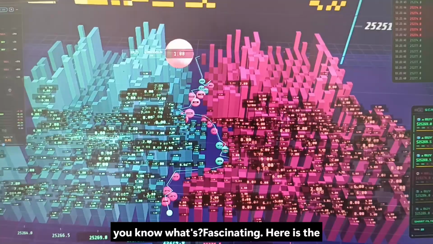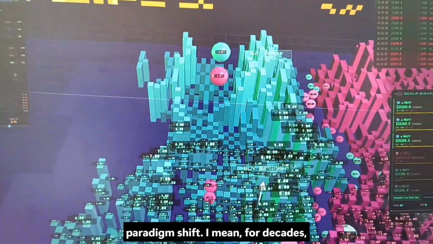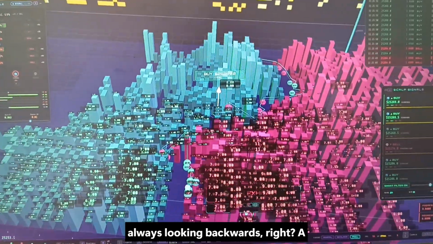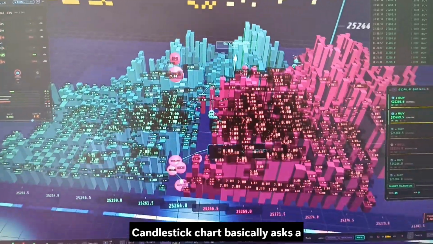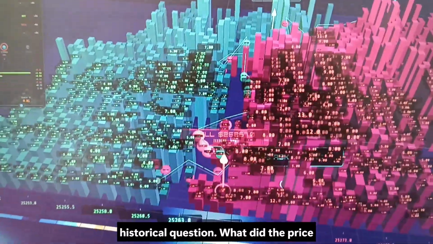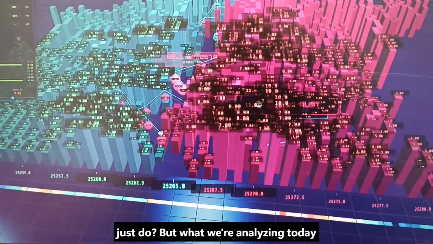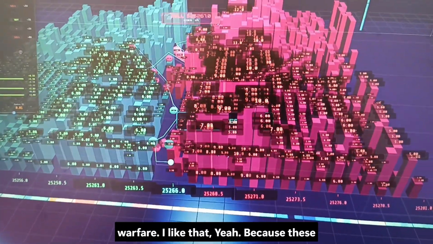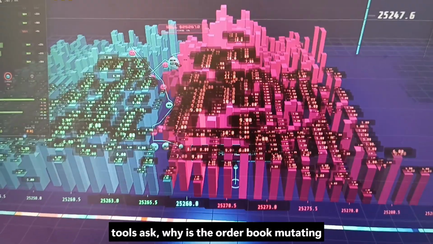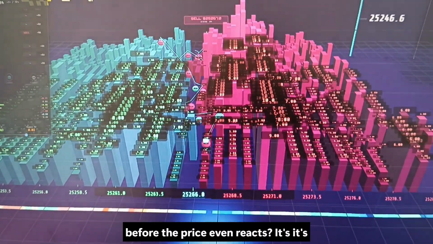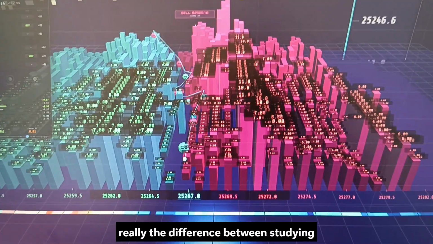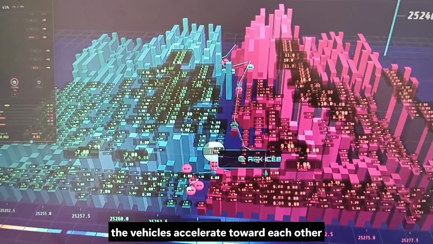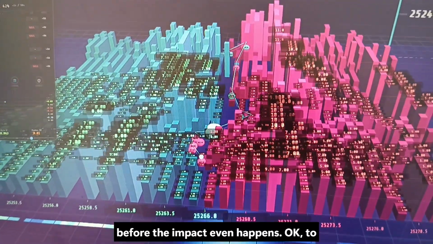And what's fascinating here is the paradigm shift. I mean, for decades, trading analysis was entirely reactive. Always looking backward. Right. A candlestick chart basically asks a historical question: what did the price just do? But what we're analyzing today flips that completely. It's microstructural warfare. Microstructure warfare, I like that. Yeah, because these tools ask, why is the order book mutating before the price even reacts? It's really the difference between studying the aftermath of a car crash and watching the vehicles accelerate toward each other before the impact even happens.